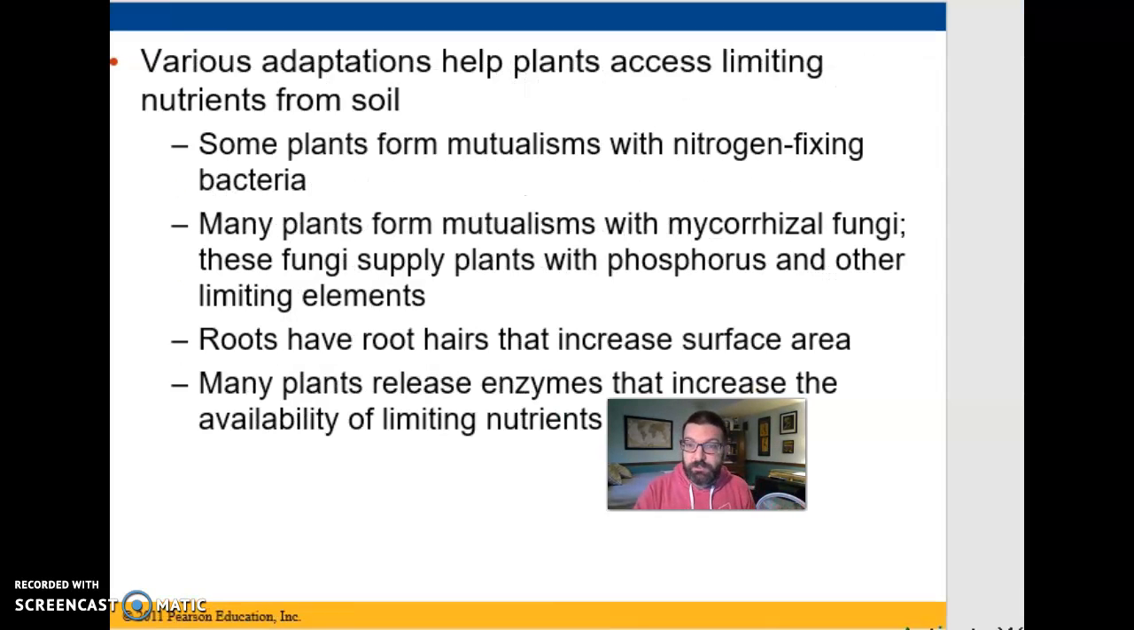Because of this, a lot of mutualisms have evolved to overcome this barrier. A lot of plants have mutualisms with nitrogen-fixing bacteria. We talked about legumes, for instance. A lot of plants have mutualisms with mycorrhizal fungi that help them gain access to water and minerals that they couldn't have access to otherwise. Roots tend to increase surface area in as many ways as possible, for instance, having root hairs. And a lot of plants have enzymes that they release that can help break down soil around them and release certain nutrients that may have been limiting.